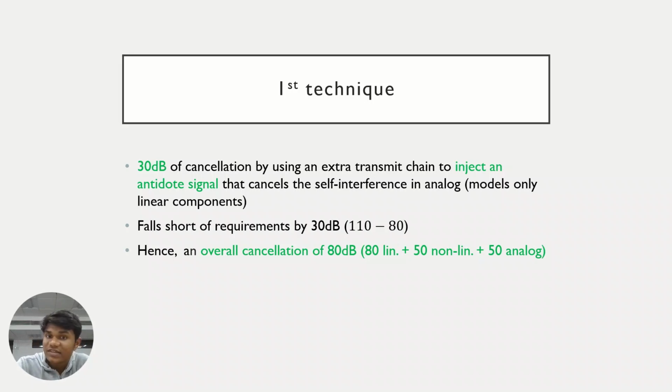Thereafter, the 30 dB of cancellation is achieved using an extra transmit chain. What this transmit chain does is it injects an antidote signal into the receiving side, and this signal tries to cancel the self interference, and this 30 dB is the amount of cancellation it is able to achieve. So the total cancellation is 80 dB. Now, what we wanted was the bar at 110. So this first technique falls short of the cancellation requirements by 30 dB.